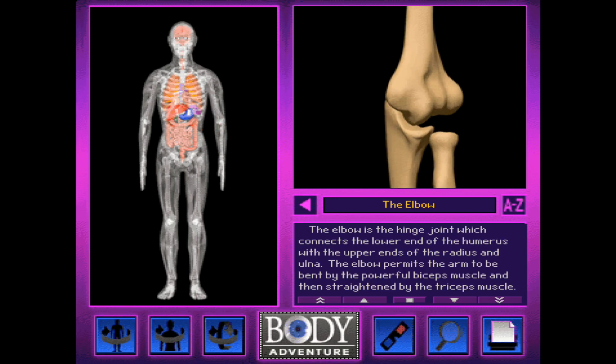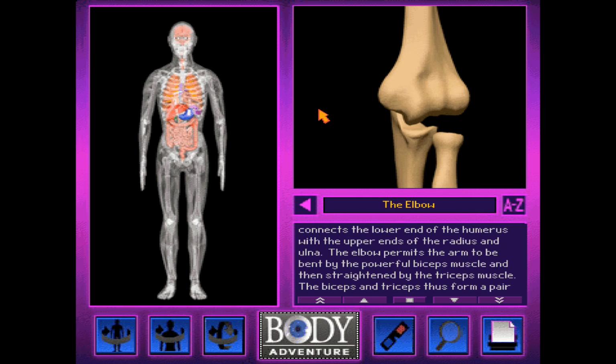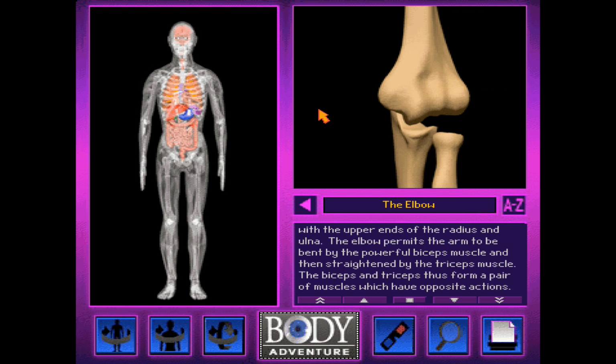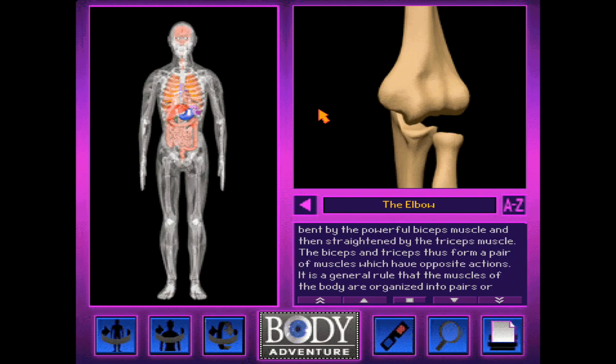The elbow. The elbow is the hinge joint which connects the lower end of the humerus with the upper ends of the radius and ulna. The elbow permits the arm to be bent by the powerful biceps muscle and then straightened by the triceps muscle. The biceps and triceps thus form a pair of muscles which have opposite actions.